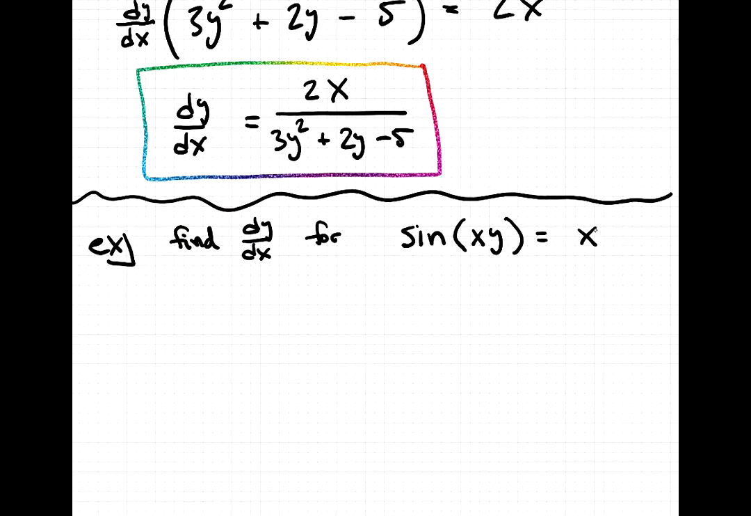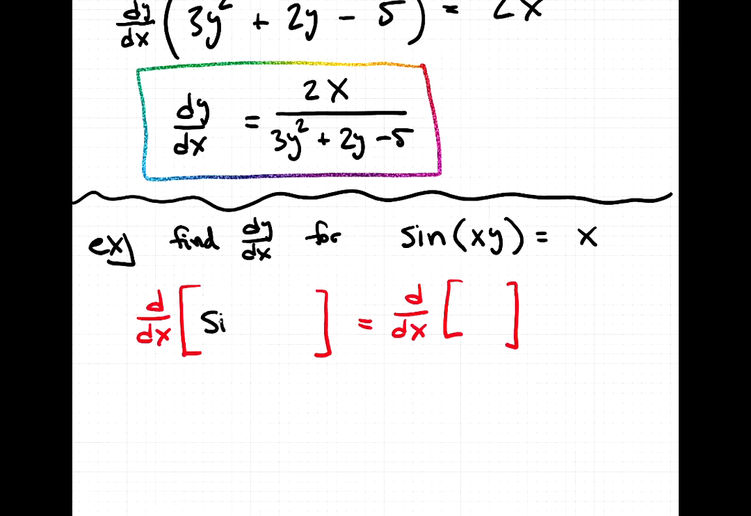Okay, so we'll take the derivative of both sides of the equation, sine of xy and x. Now, on the left-hand side, it looks like we have a chain rule situation because we have the sine function on the outside and we have the xy on the inside. And we also have a product here. So while we're applying the chain rule, we're going to have to apply also the product rule.